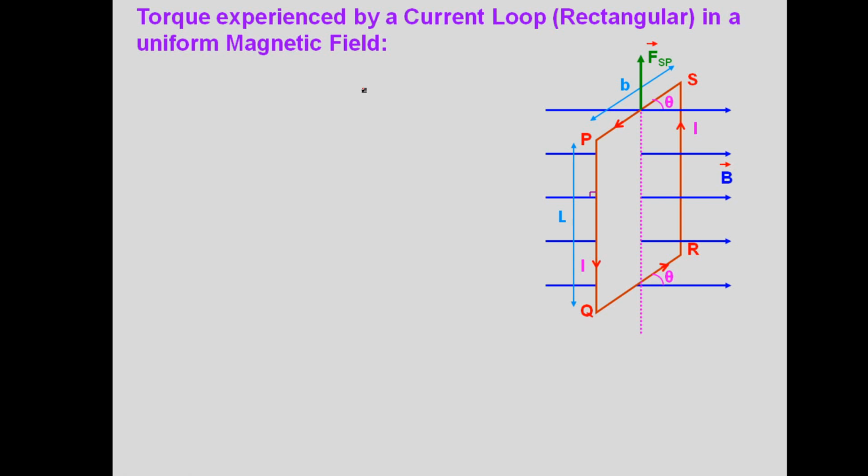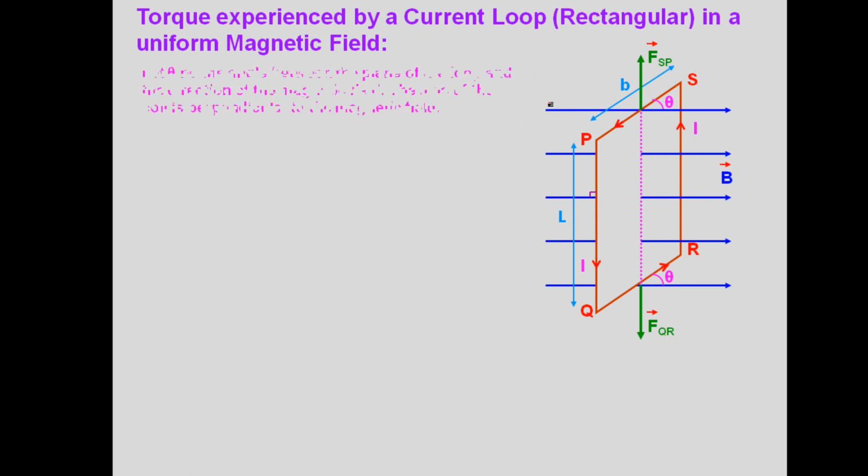Now the force on the portion SP will be in upward direction according to Fleming's left hand rule. Similarly on this part it is downward, and they are acting with the same value in opposite direction, and their line of action is also the same, so they will cancel each other, and they will not produce any torque on these sides. So now let's discuss the remaining sides, meaning the sides PQ and RS.